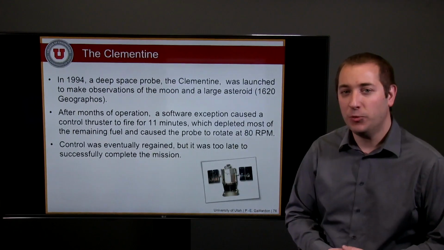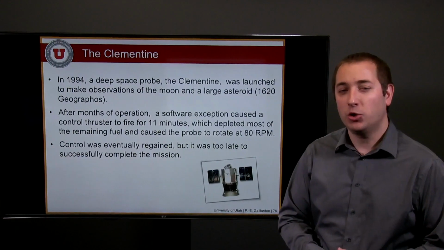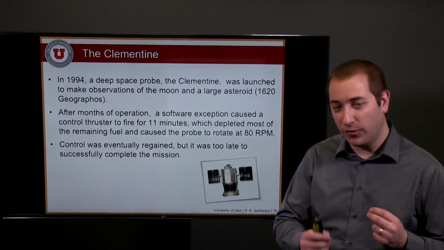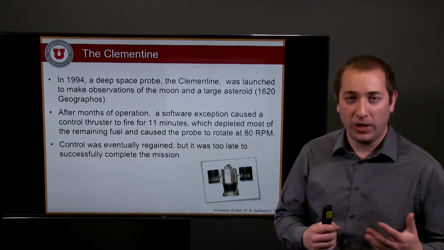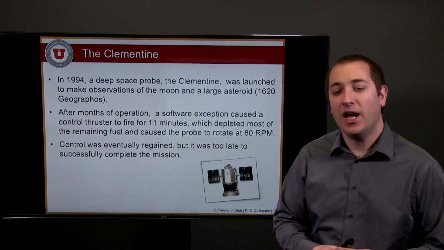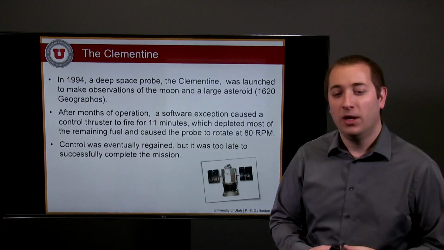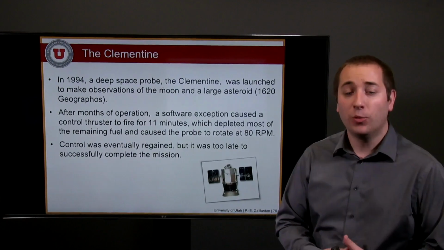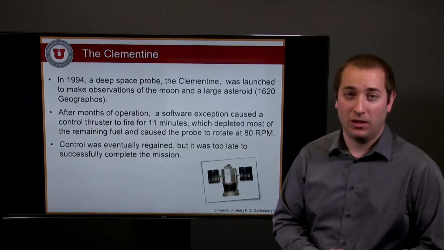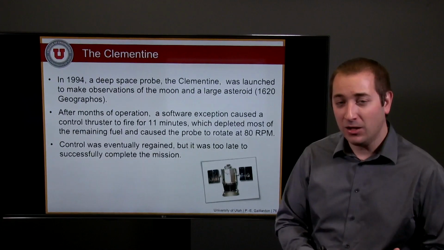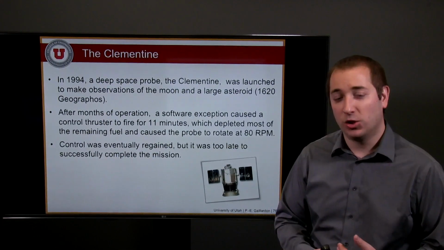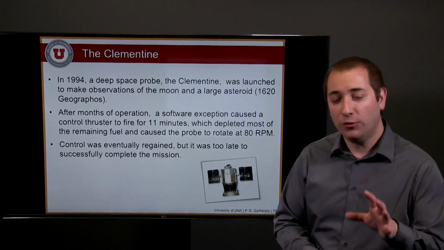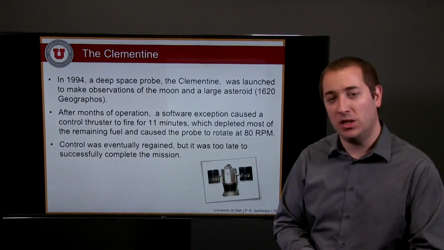In '94, a deep space probe named Clementine was launched to observe the moon and some large asteroids. After a couple of months of operation, a software exception triggered and ended up controlling the thruster, which fired for 11 minutes, almost emptying all the fuel and making the probe rotate at 80 rotations per minute. Control was eventually regained on the probe, but the mission was not successfully completed. So a software anomaly did cost a complete mission in that case.